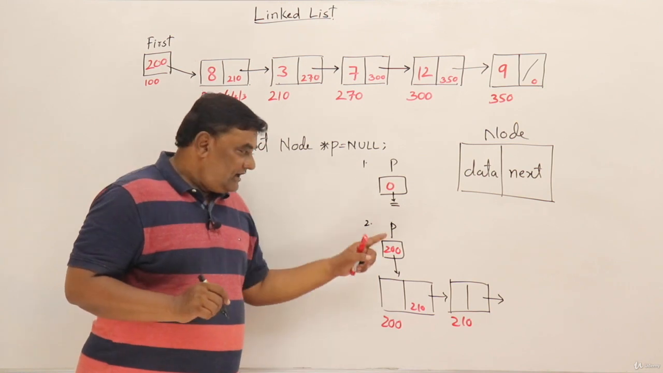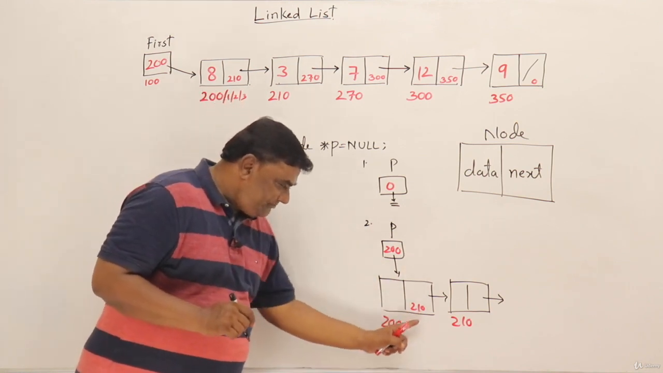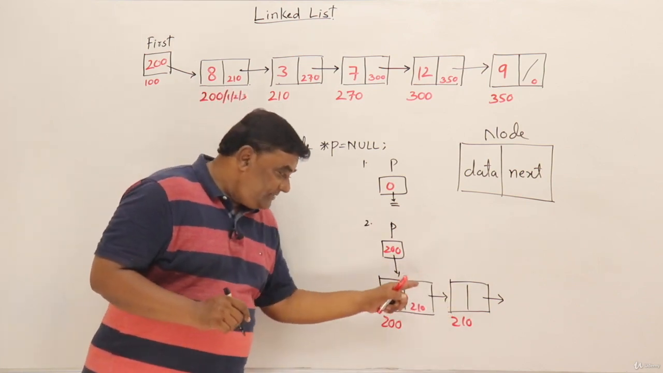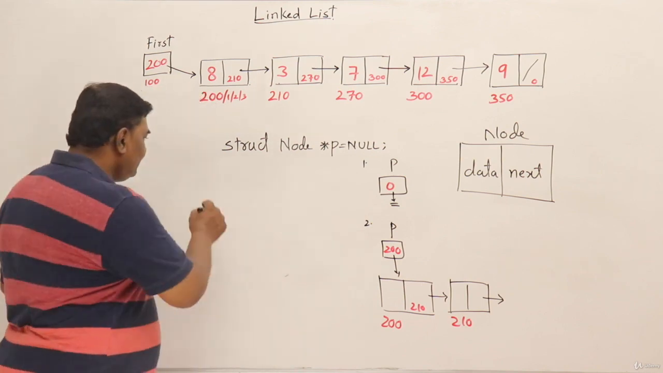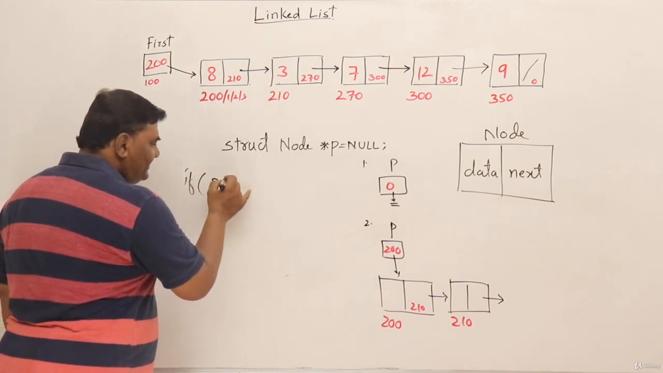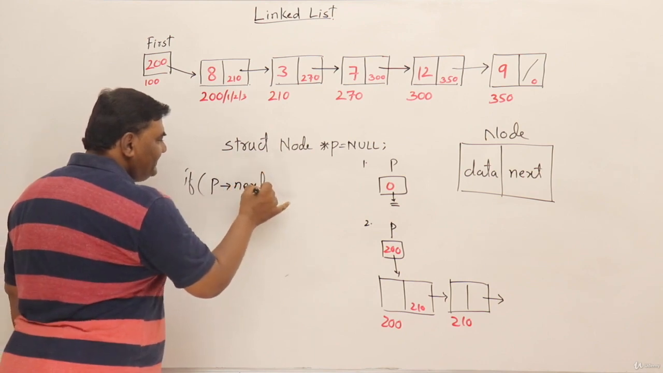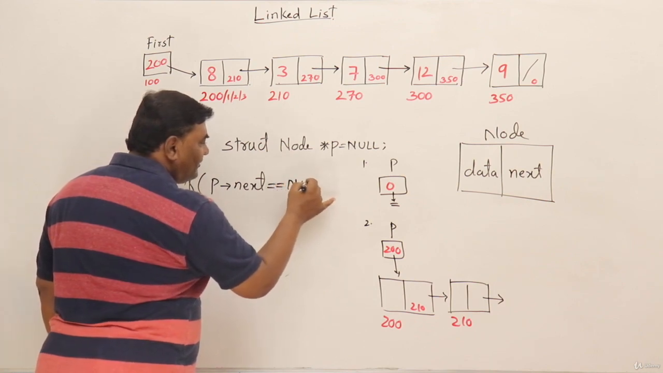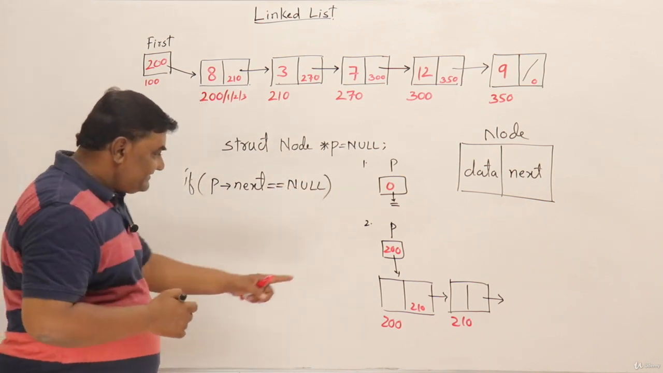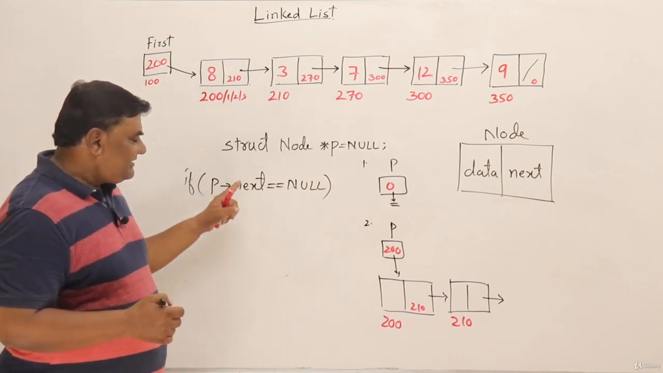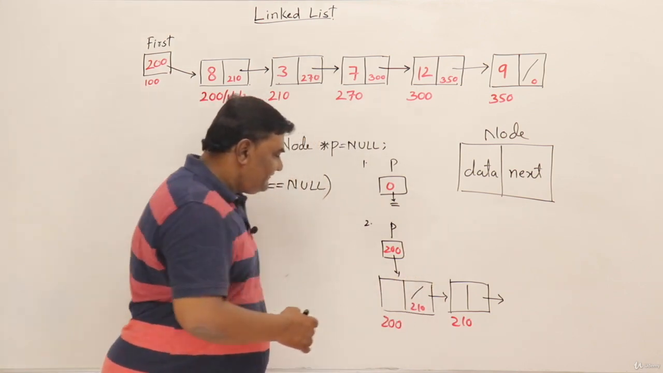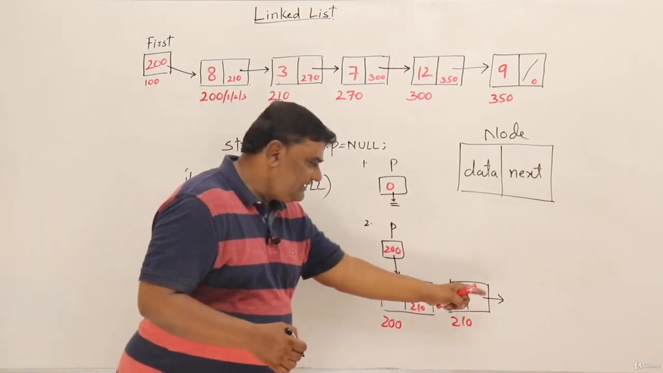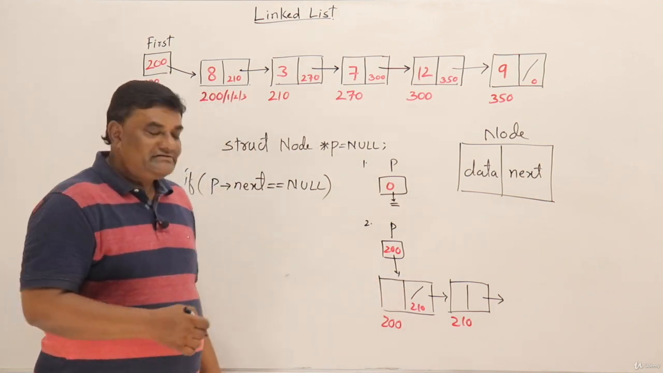Now one more condition. I want to know whether after node P, let us call this node P because P is pointing here, there is some more node or not, or P is the last node. So let us see this. If P next, that is P's next, this one, is equal to null or 0, then this condition will be true. It means this is not pointing on any node. So if this is not pointing on any node, it means this is the last node in a linked list.